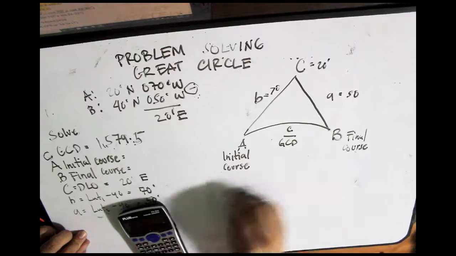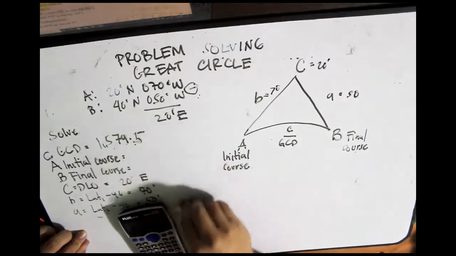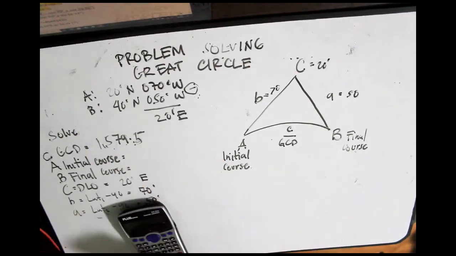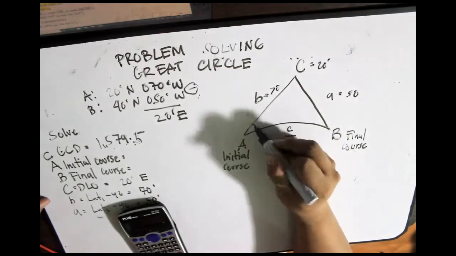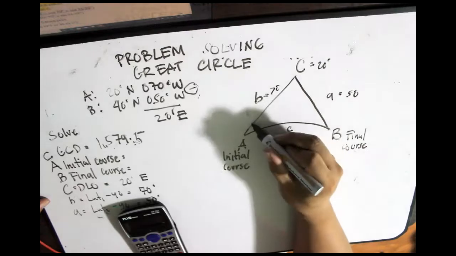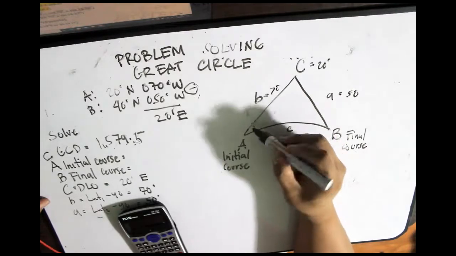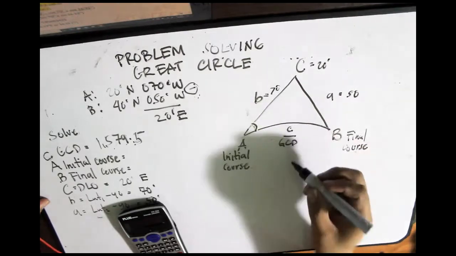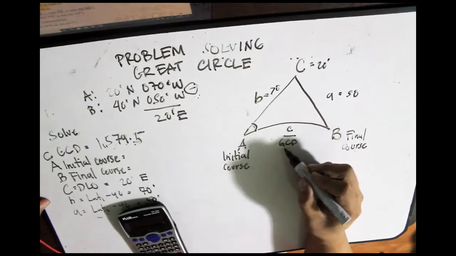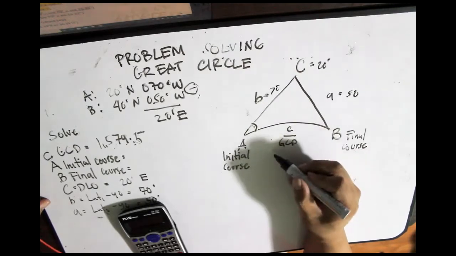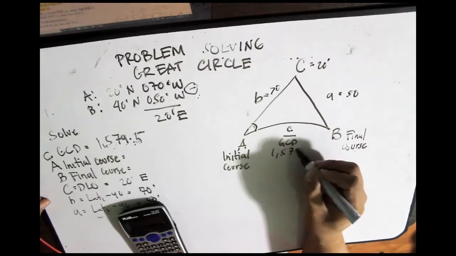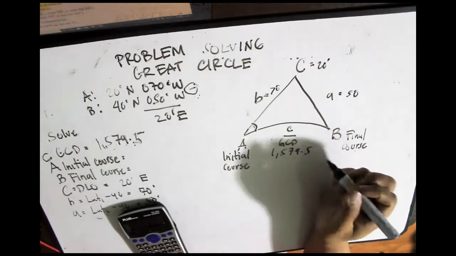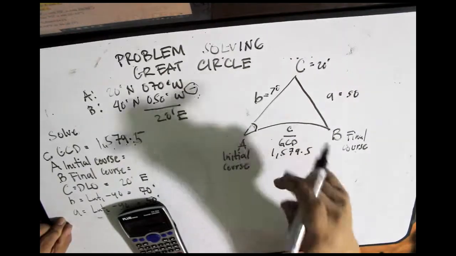So, ang initial course natin ay yung A. Okay, so A yung initial course natin, this one. So, we had already determined our great circle distance, which is 1,579.5. Okay? Now, we will determine the initial course.